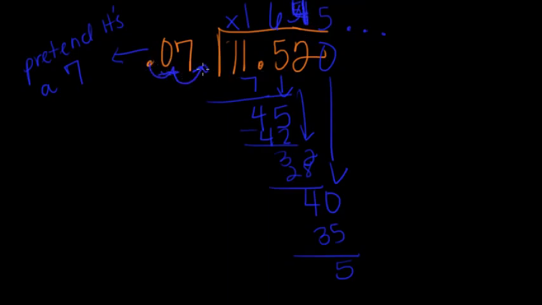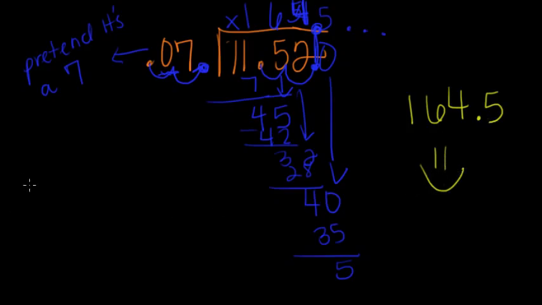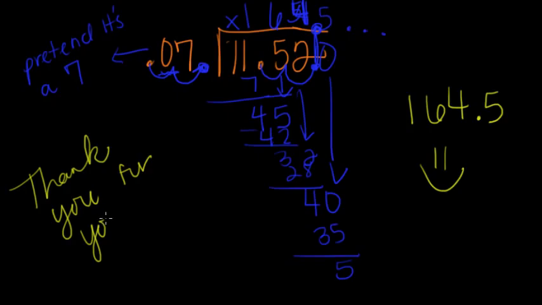Whatever you do to the divisor, you need to make that a whole number. So you have to move it 2 places to the right, and you have to do the same thing to the dividend. So I had to move it 2 places to the right on that 11.52. So our answer would be 164.5. Again, this one was different because you had to move it 2 places. Do whatever is necessary to get that divisor to be a whole number.